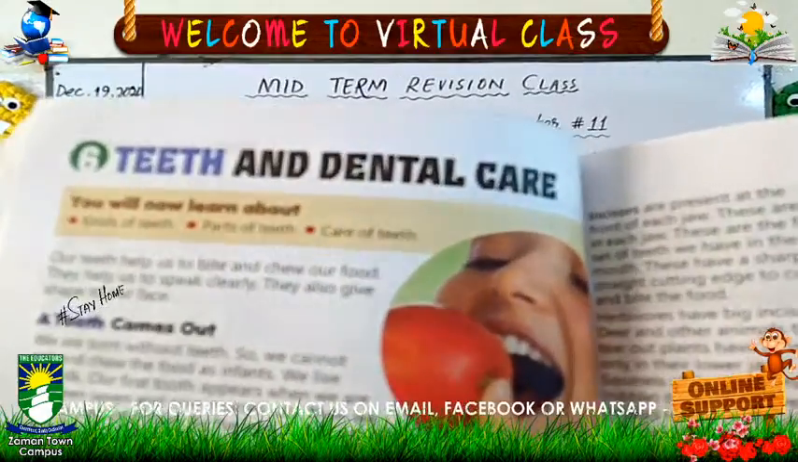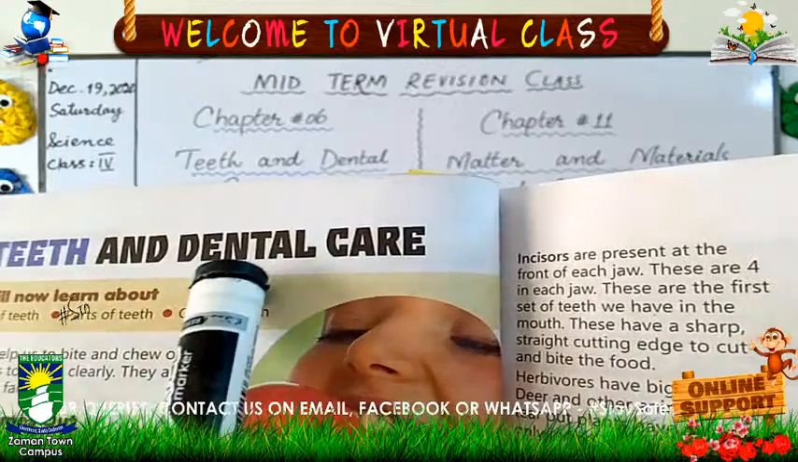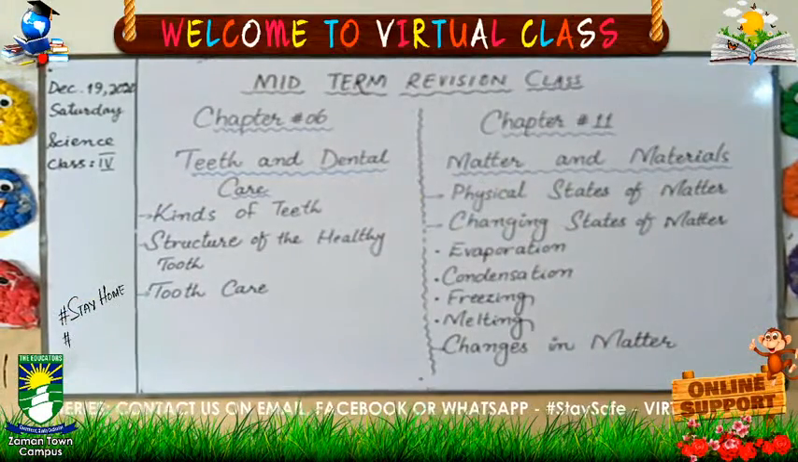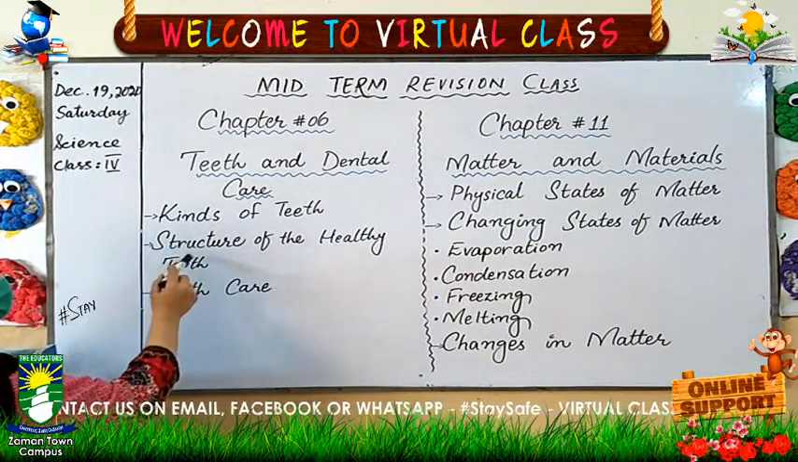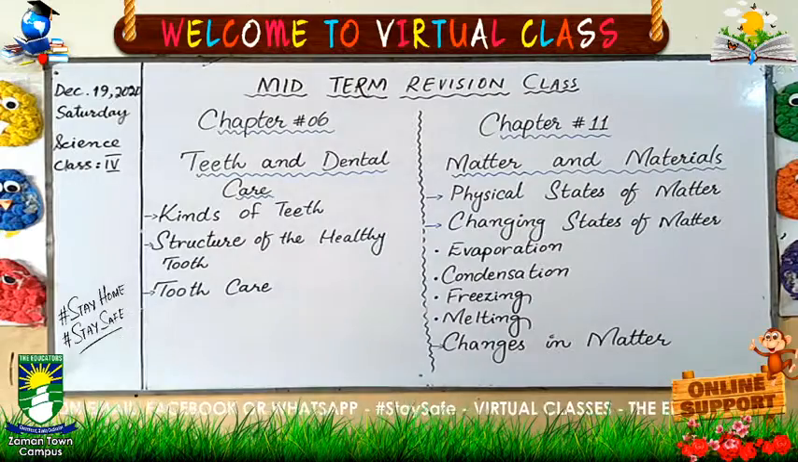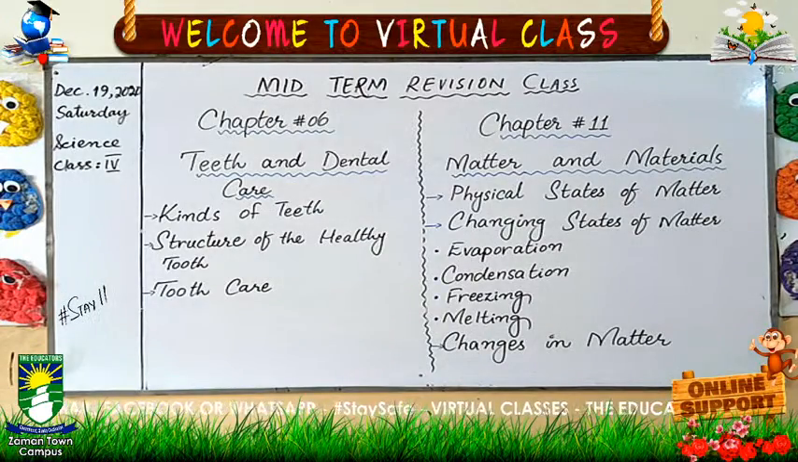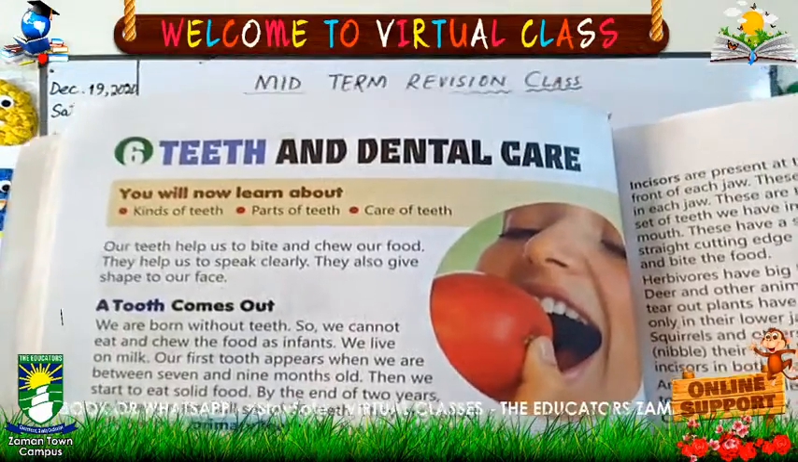So today we are going to revise this chapter number 6, teeth and dental care. In this chapter we are going to revise the topics of kinds of teeth, structure of the healthy tooth and tooth care. Now come to page number 50. On page number 50, here we have a heading, a tooth comes out.